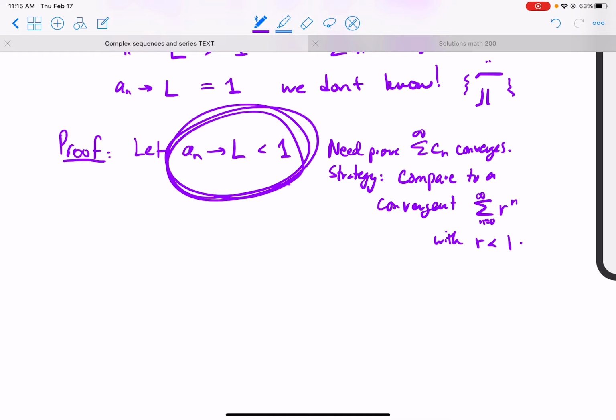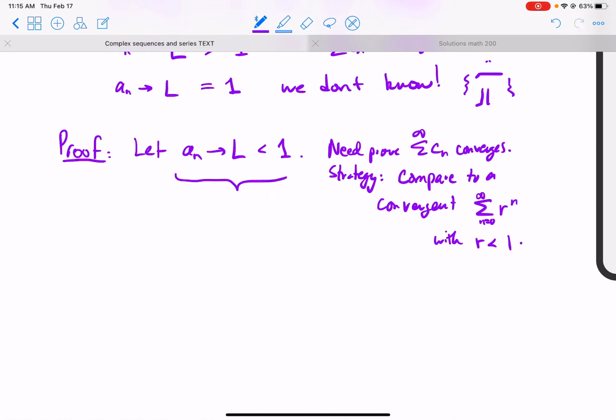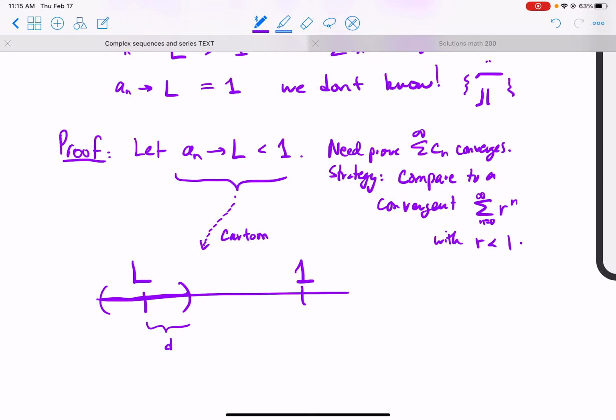Now we take this and put it into a picture. This becomes a picture, or a cartoon picture. Here's 1. Here's capital L. And then all these things will be within d. And this number here will be r. And r is less than 1. Okay, here's our cartoon picture.